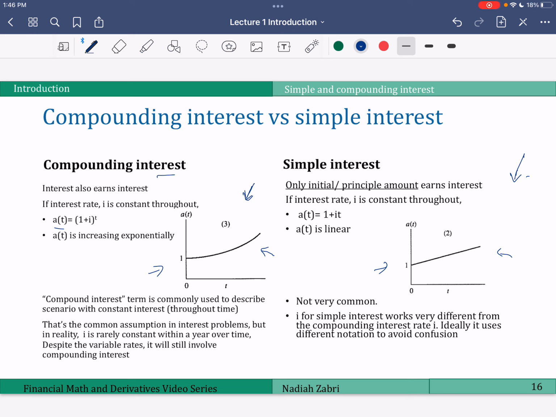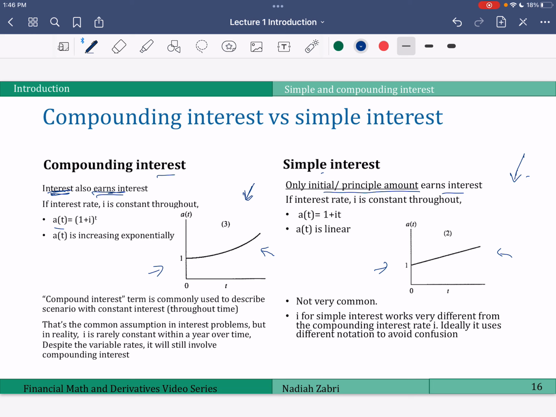So what's happening in the compounding interest method? Here, interest also earns interest, whereas in simple interest, only the principal amount earns interest. Only the principal amount works to grow more, but here the principal grows more and the interest also grows more.